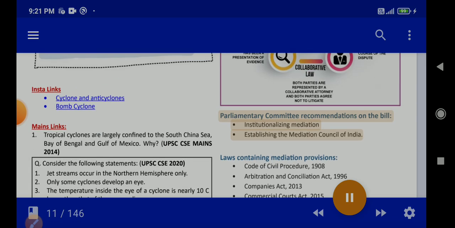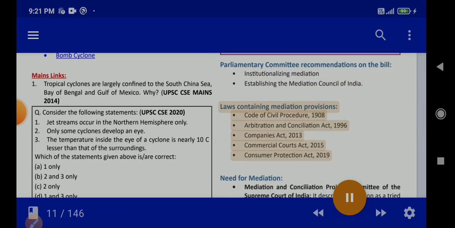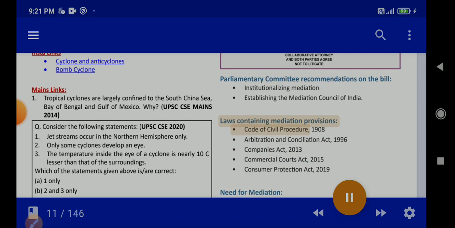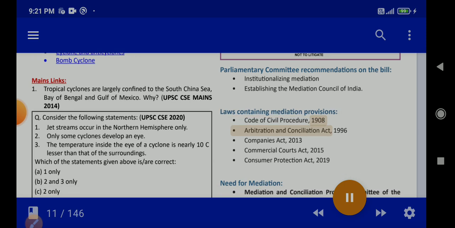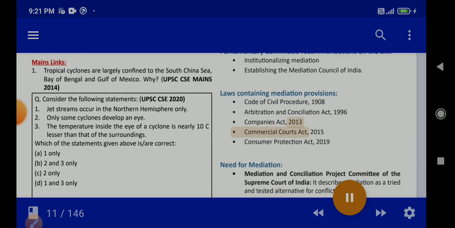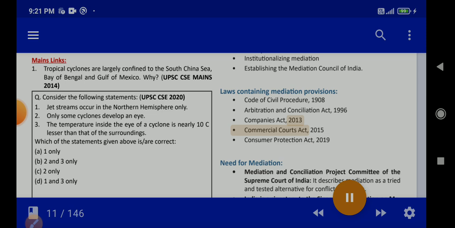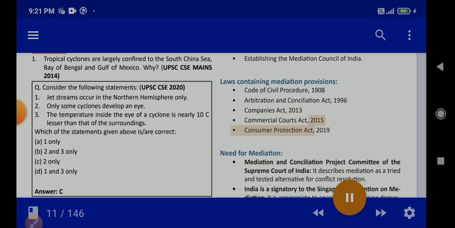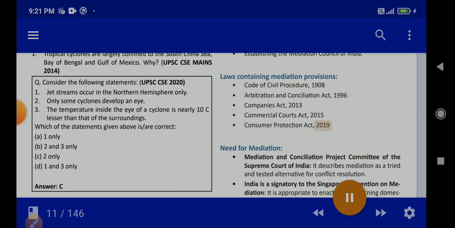Parliamentary Committee recommendations on the bill: institutionalizing mediation, establishing the Mediation Council of India. Laws containing mediation provisions: Code of Civil Procedure, 1908; Arbitration and Conciliation Act, 1996; Companies Act, 2013; Commercial Courts Act, 2015; Consumer Protection Act, 2019.